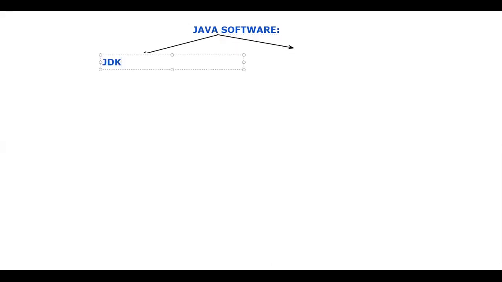Sir, what is this JDK, sir? You'll understand what this JDK is. One more thing is the JRE. Sir, what is this JDK? What is this JRE? If this is running in your mind, observe carefully now. The JDK stands for Java Development Kit.